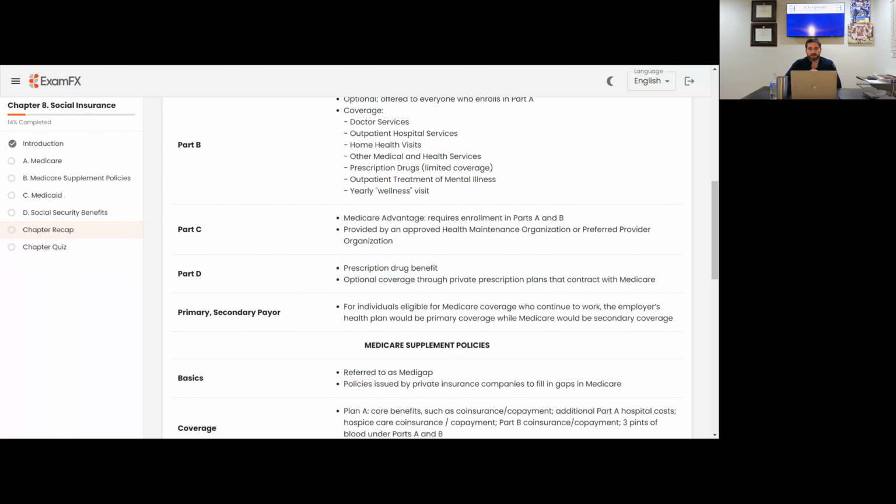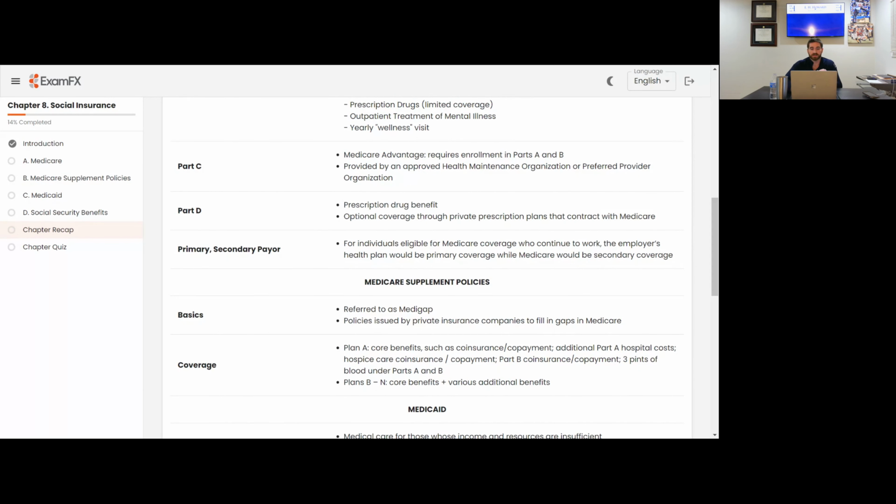Part C, Medicare Advantage, requires enrollment in Part A and B, provided by approved HMO or PPO organizations. So again, for you to have Part A, you have to qualify through the Social Security aspect of working for 10 years. For you to get Part B, you have to pay for it, but you have to have Part A as well. For you to get Part C, you have to have A and B. Now, Part D, prescription drug benefit, is optional coverage through private prescription plans that contract with Medicare. So if you have Social Security, you automatically qualify for Part A. Everything else is in addition to. So understand that Part B, C, and D are optional.